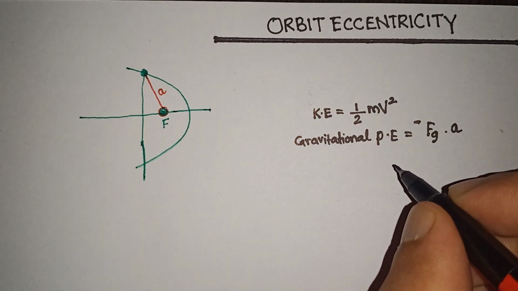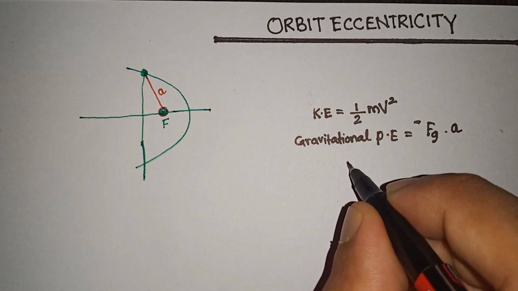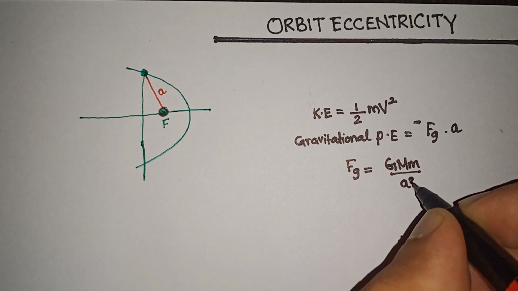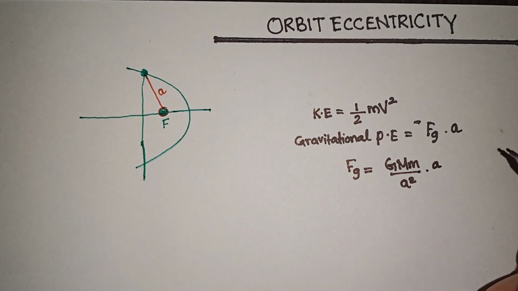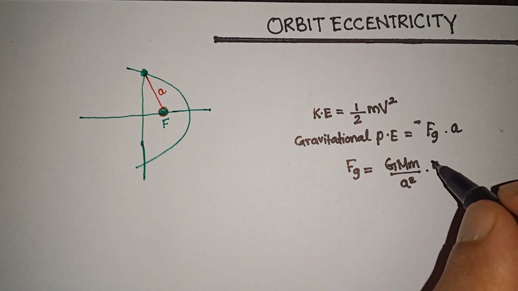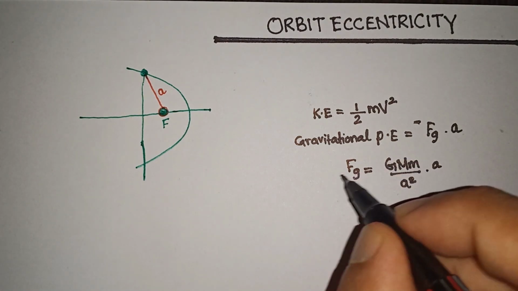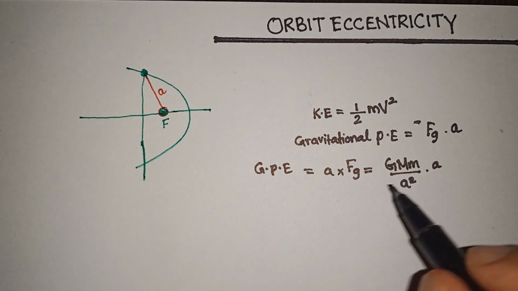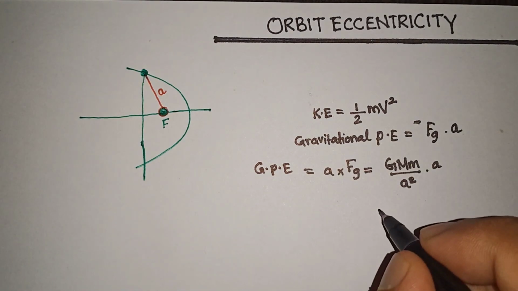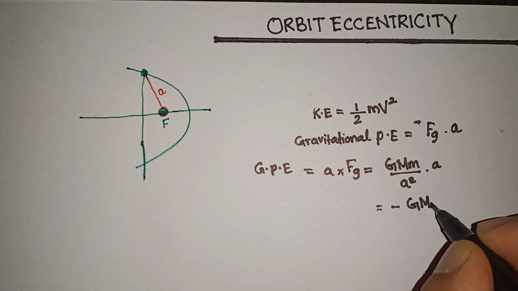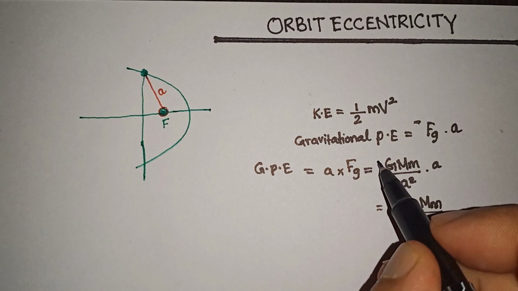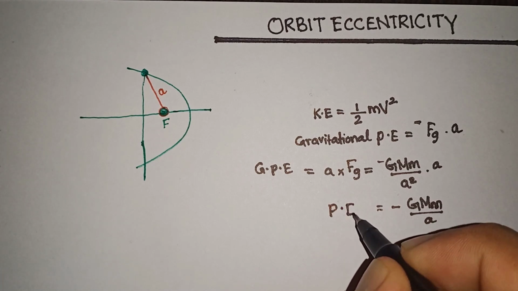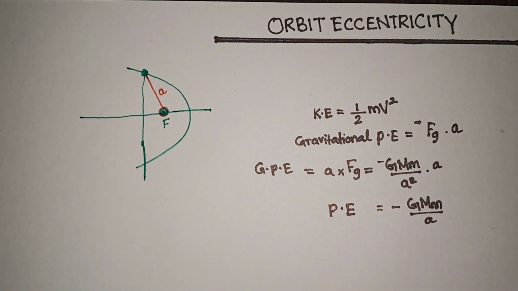Because work is done against the gravitational field, according to Newton's law of gravitation, Fg can be written as GMm divided by a square in this context, and we have one more a here. So you write Fg into a, which will give me the gravitational potential energy, is it not? If you cancel one a, you are going to get minus GMm divided by a. This is more clear actually, is it not? So the potential energy is minus GMm divided by a.